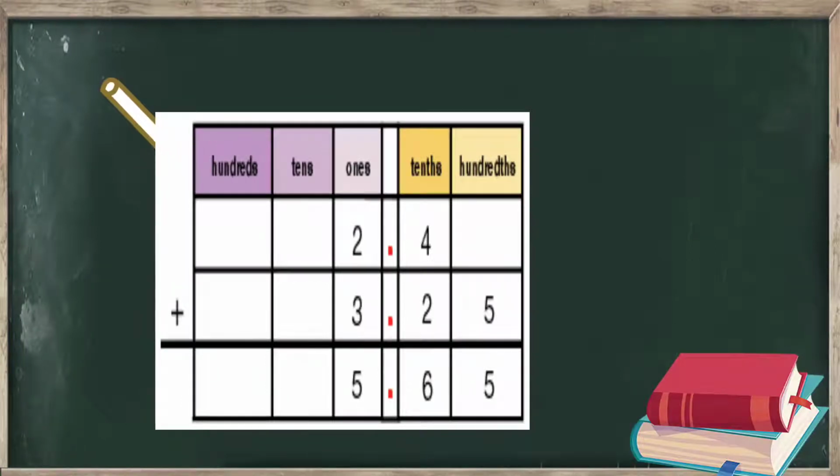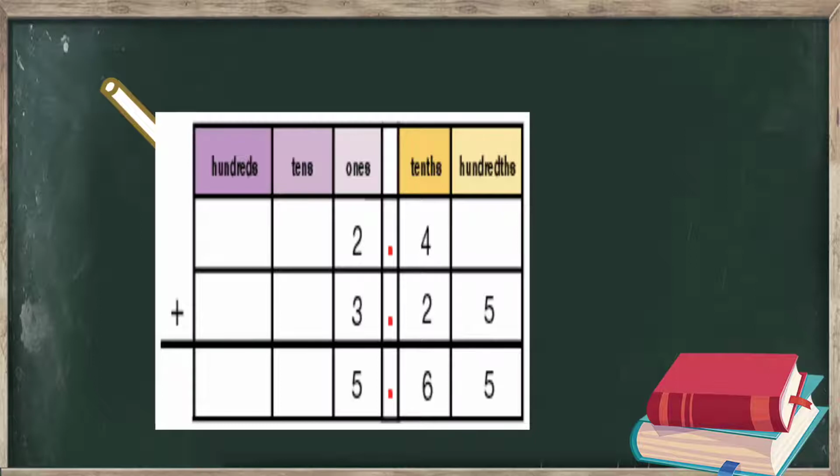So, as you can see, we have different place values. Before decimal, we have ones, tens, hundreds, and after decimal, we have tenths and hundredths. While adding, we have to arrange the digits very properly so that the answer is right.